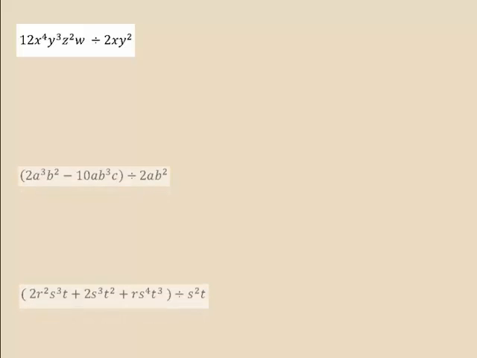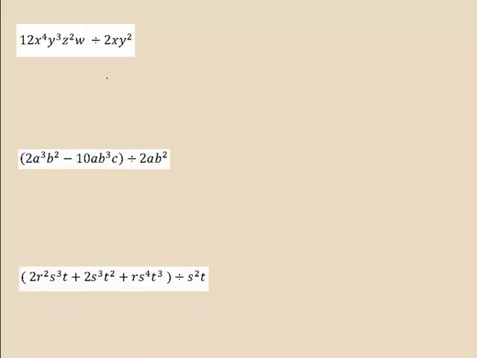Sometimes the division is written as a fraction. So this is actually a monomial. Okay, well, it's good review. 12x to the fourth, y to the third, z squared w over 2xy squared. Now, remember with multiple variables, we just divide each individual thing. So 12 divides by 2, the x to the fourth by x, y to the third by y squared, and the z and the w have nothing to divide by.